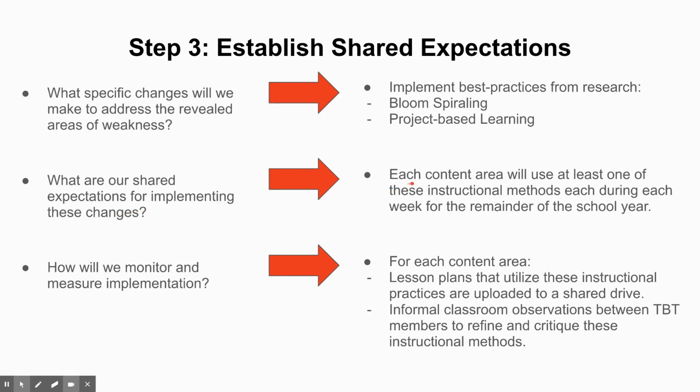Agreeing as a group that each content area will use at least one of these two instructional methods during the week for the remainder of the school year. So once a week in each content area, they've decided that they will use either Bloom spiraling or a project-based learning approach. They decide together how they will monitor and then measure their implementation.